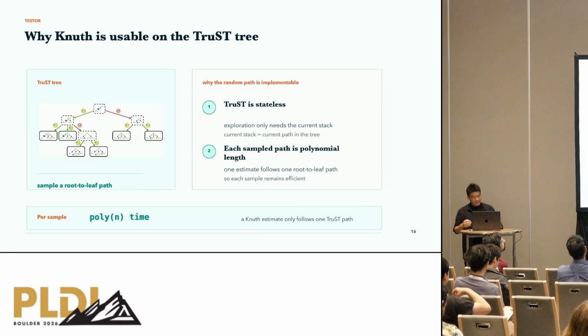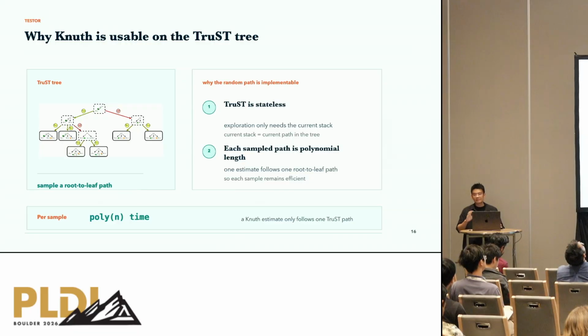Then we need to argue why Knuth is usable on this Trust tree. And the major difficulty or nuance is implementability. Knuth's algorithm requires us to be able to sample a random path effectively. But this is not generally true for any search tree. The reason is that if the existence of the right subtree in this graph depends on the left subtree, we cannot really randomly sample a path without constructing the whole tree. But luckily, this is not the case for the Trust search tree, because Trust, as I mentioned, is stateless. Its exploration does not depend on its history.